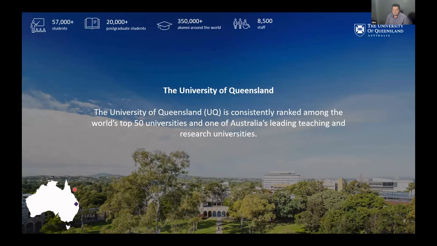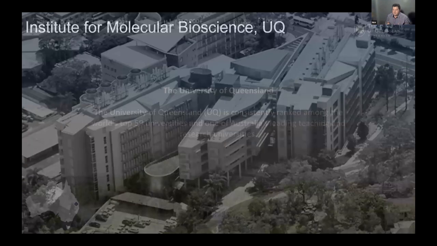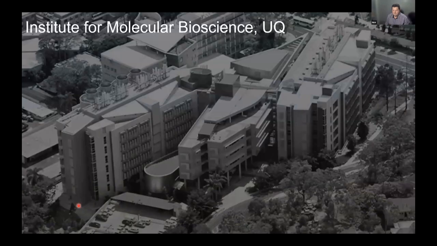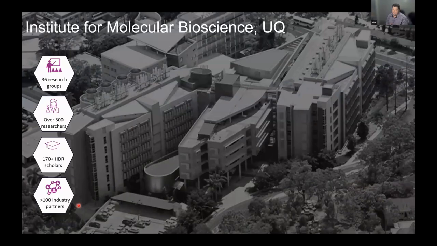I just wanted to briefly start with where I'm from. I'm from the University of Queensland, which is on Australia's east coast, about halfway up in Brisbane. We're a university that does teaching and research and is often ranked in the top 50 around the world. Where I work is this building, the Institute for Molecular Bioscience, and we have 36 research groups housed in it with over 500 researchers. We have about 170 PhD and higher degree research scholars, and about 100 or more industry partners and spin-outs.